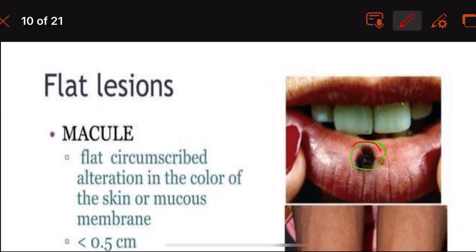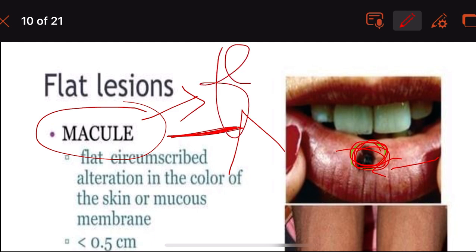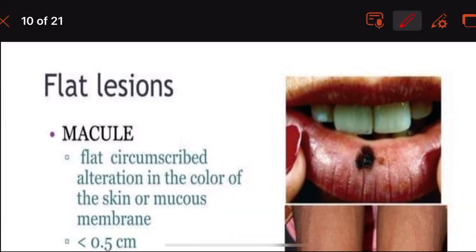Can you see a bump here? No, it is flat. It is clearly circumscribed. There is alteration in the color of the skin and the mucous membrane. You can clearly see the alterations in the color. Very important is the size. The macule is going to be flat. It is going to be less than 0.5 centimeter. What are you going to remember about a macule? It is flat. There is a change in the color. Third thing, it is less than 0.5 centimeter in size.